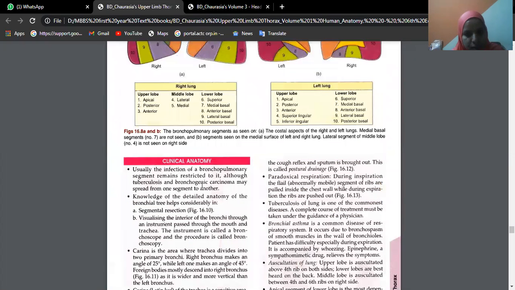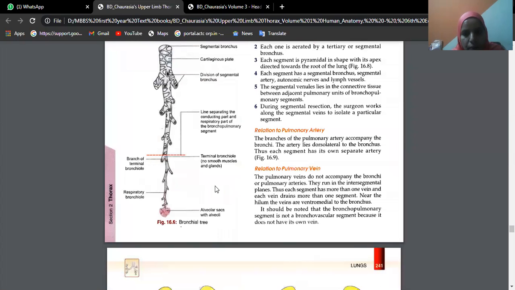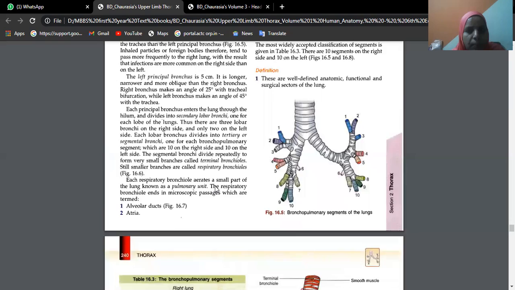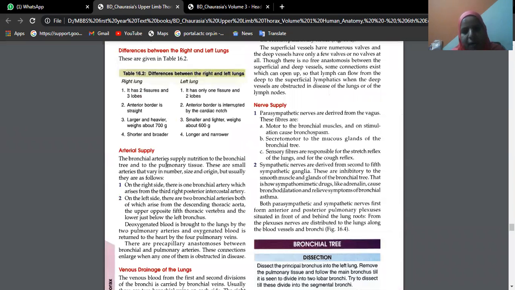Now see here, this is lungs, right? Pulmonary artery. And these are the bronchial arteries. They give nutrition to the bronchial tree and the pulmonary tissue. These arteries vary in number, size and origin, but usually on the right side there is one bronchial artery which arises from the third right posterior intercostal artery. Then on the left side there are two bronchial arteries, both of which arise from the descending thoracic aorta. This much if you write, it's enough, beta.